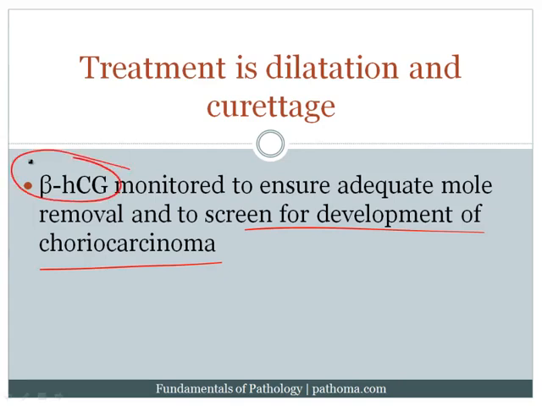We can ask the patient to come in to get subsequent beta-HCG testing over the next year, for example, because it's usually within the first year after the removal of the molar pregnancy that a choriocarcinoma could classically develop. So the beta-HCG is useful for screening for the future development of choriocarcinoma in these patients as well.